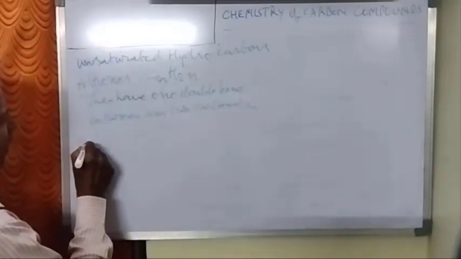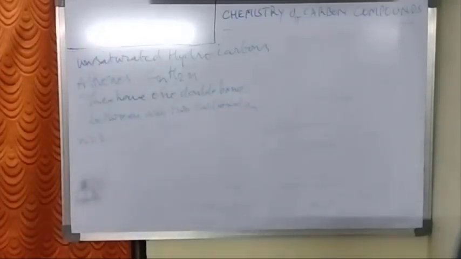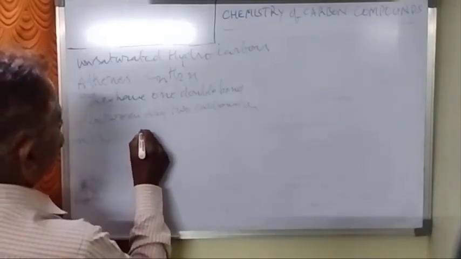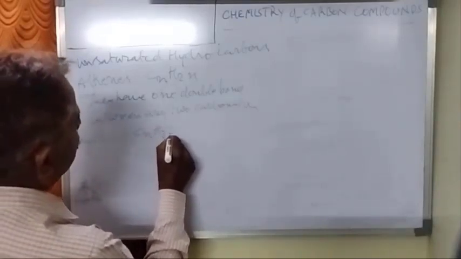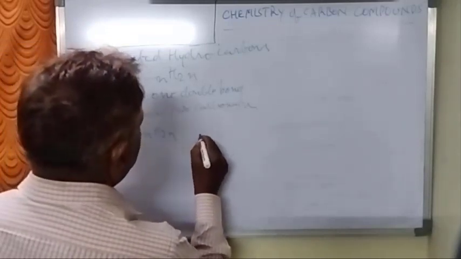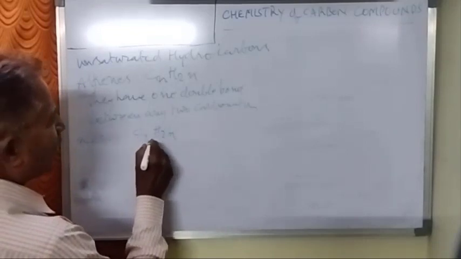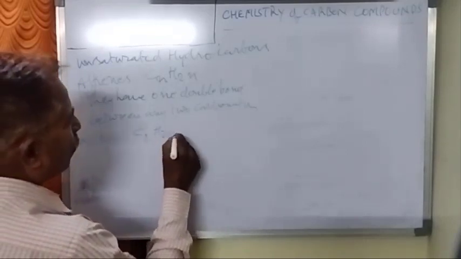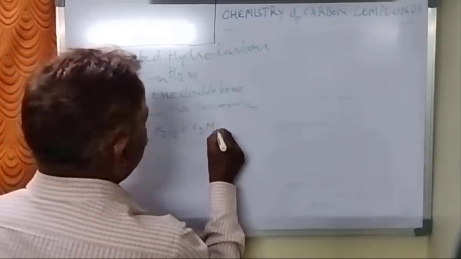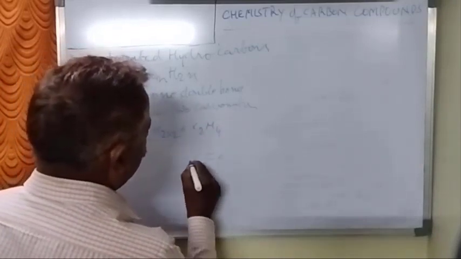So the first member has two carbons. With one carbon we cannot make a double bond. So for making a double bond, a minimum of two carbon atoms are required. So n equal to 2, in the general formula CnH2n. Therefore in place of n you keep 2. This is C2H4. The structure is C double bond C.